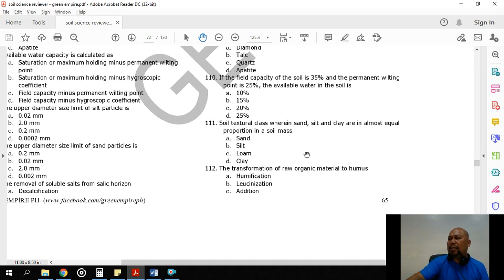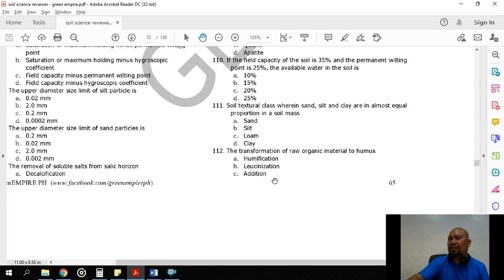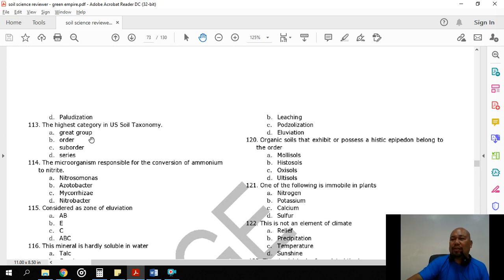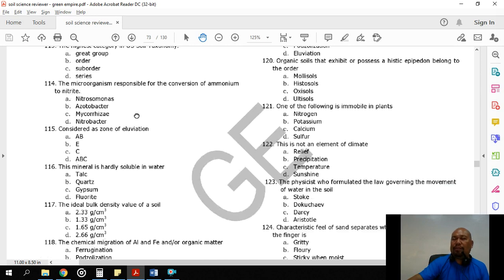111. Soil texture class wherein sand, silt, and clay are in almost equal proportion in a soil mass. That's clearly a loam soil. Transformation of raw organic material to humus. Humification, maybe. I'm not sure of the answer, but try to look it up, okay? Highest category in the US soil taxonomy. That's a soil order.